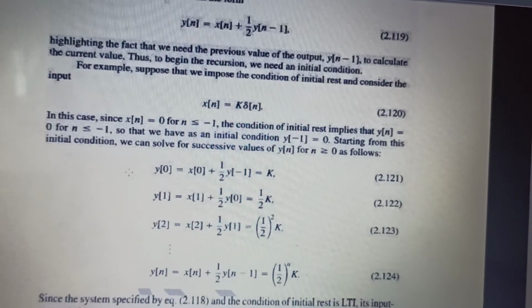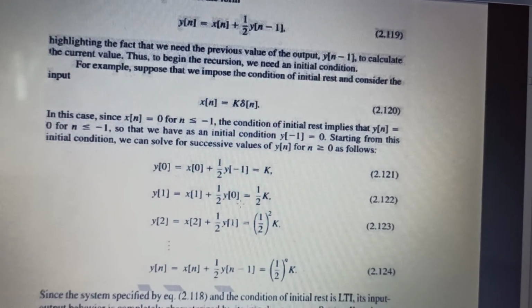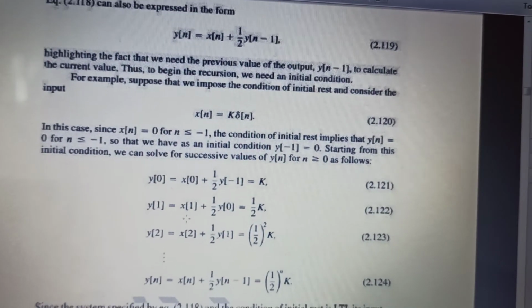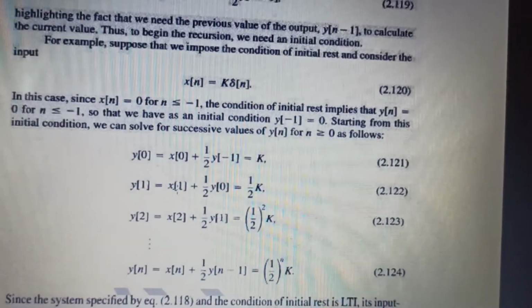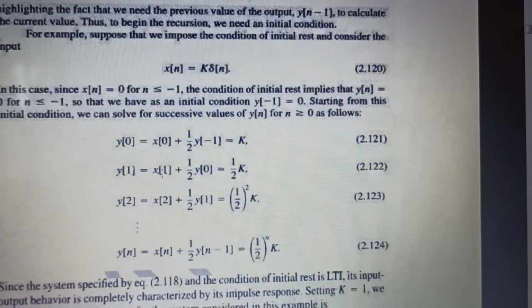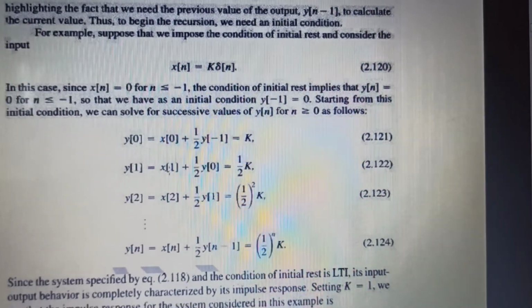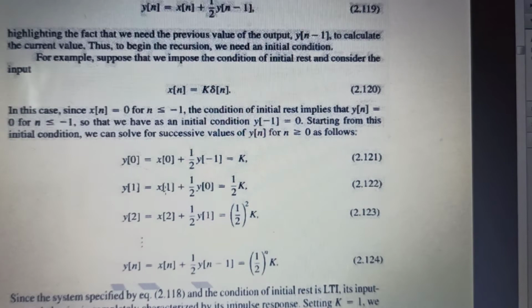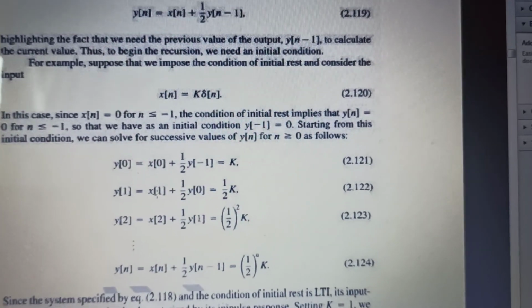Now y of 1 is x of 1 plus half y of 0. y of 0 is k and x of 1 is 0. So similarly we can get the value till y of n equals to (1 by 2) to the power n times k. I think the solution of the difference equation is quite clear. I will see you in the next lecture. Thank you.